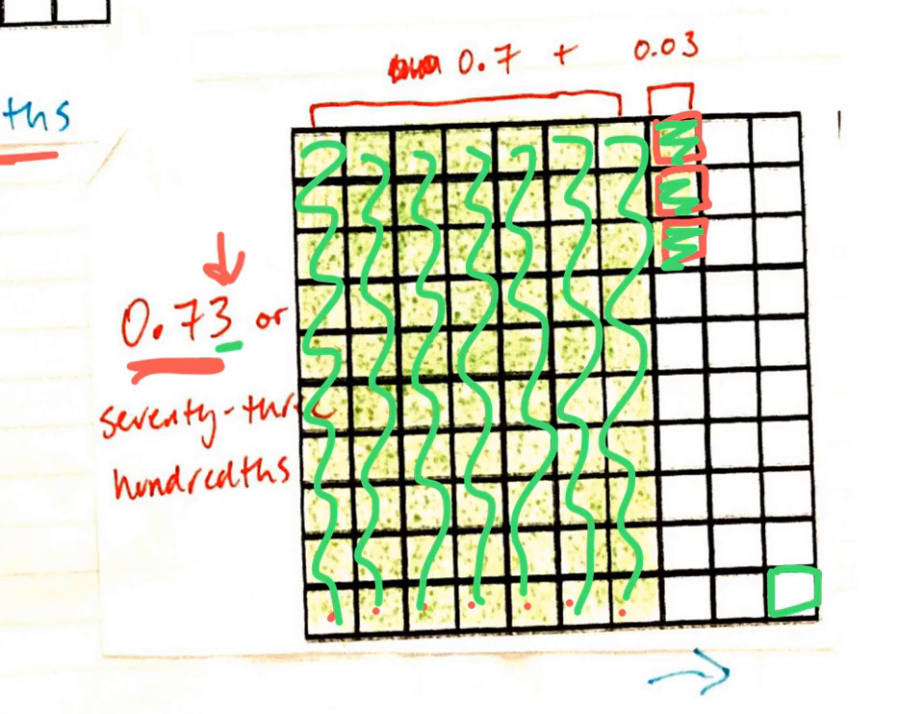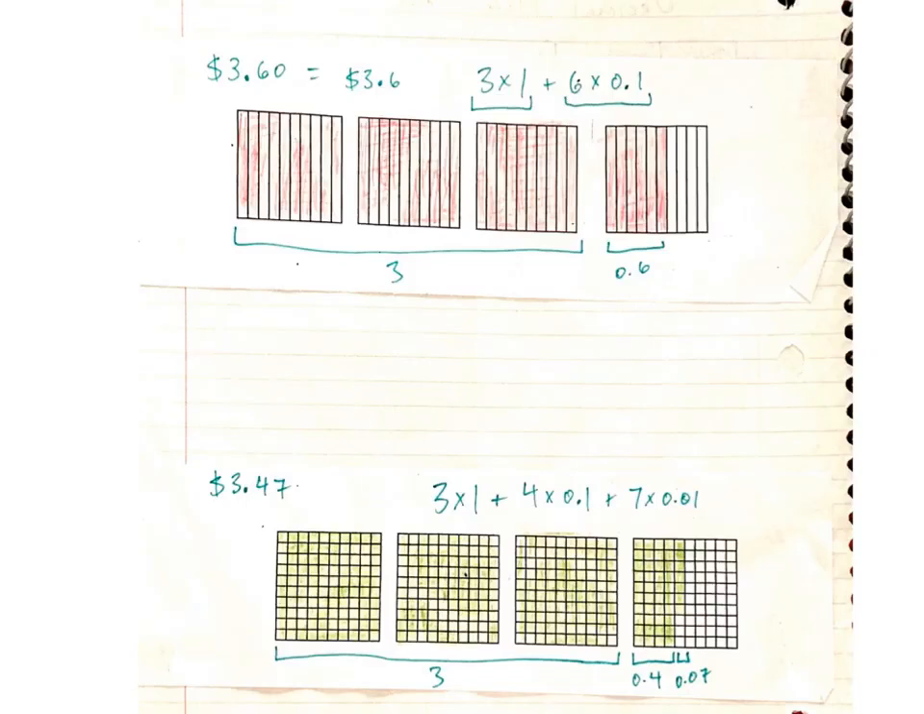So you could count, it would take a while, but you could count 1, 2, 3, 4, 5, 6, 7, 8, 9, 10, 11, 12, 13, 14, 15, and so on. And you should count 73 of these little cubes shaded in, which you would.